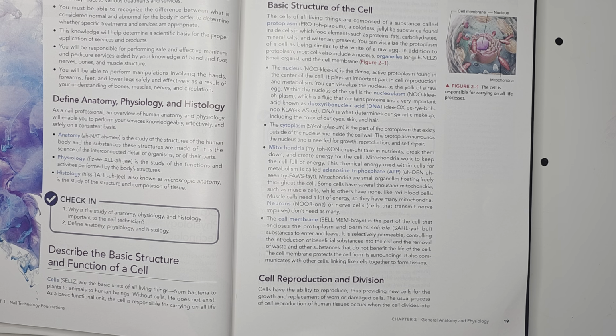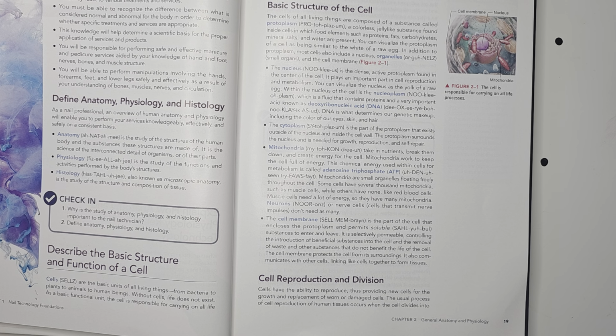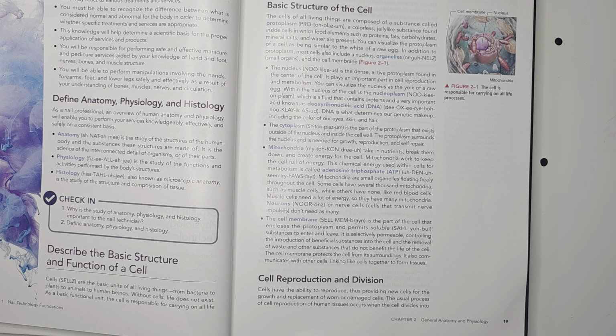Define anatomy, physiology, and histology. As a nail professional, an overview of human anatomy and physiology will enable you to perform your services knowledgeably, effectively, and safely on a consistent basis. Anatomy is the study of the structure of the human body and the substances these structures are made of. It is the science of the interconnected detail of organisms or of their parts.